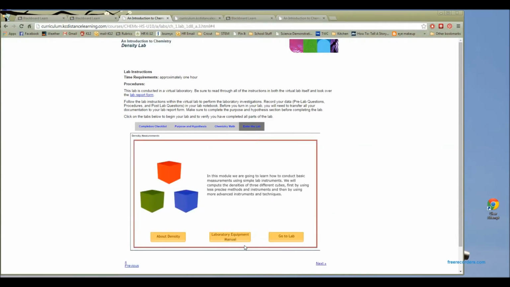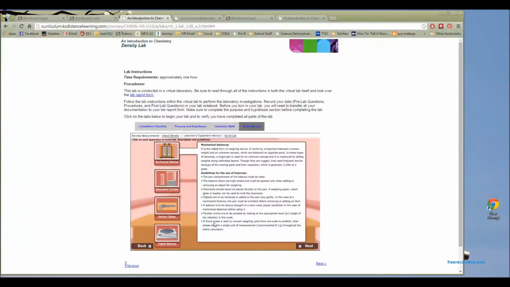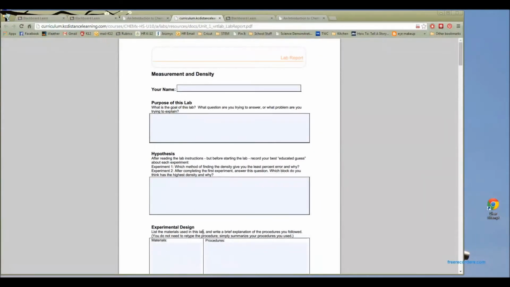But here's the important part, entering the lab. So here's some information about density. There's also a lab equipment manual. So if during the lab, instead of coming back and watching this video, you could pull up the lab equipment manual, and that will help you in the lab. Okay, let's go to the lab. How do we start? Well, your instructions are all down here at the bottom, and there's a scroll button so you can scroll down, and there are multiple steps that you need to do. Remember, you need to outline that in the procedure section of your experimental design.